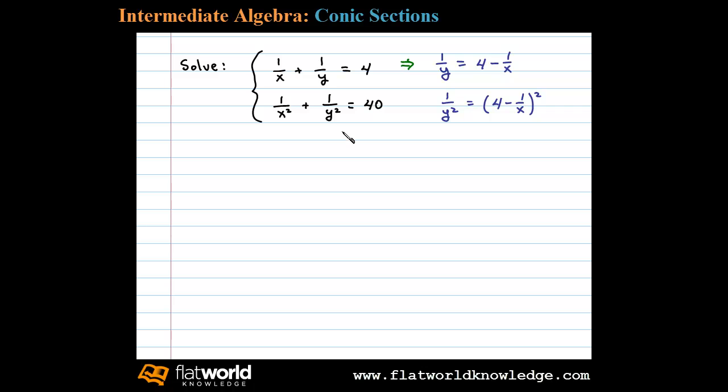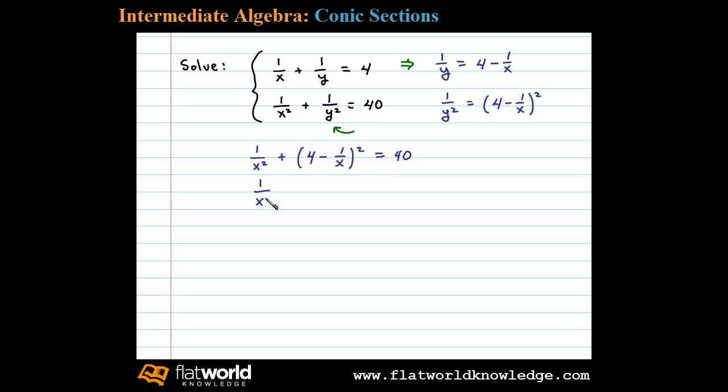Now this is what we're going to use to substitute 1 over y squared in the second equation. Doing that, we're left with 1 over x squared plus 1 over y squared, we'll use 4 minus 1 over x squared, and that should equal 40. Okay, once we make the substitution step, we can see here we're left with a rational equation with one variable. So we should be able to solve this.